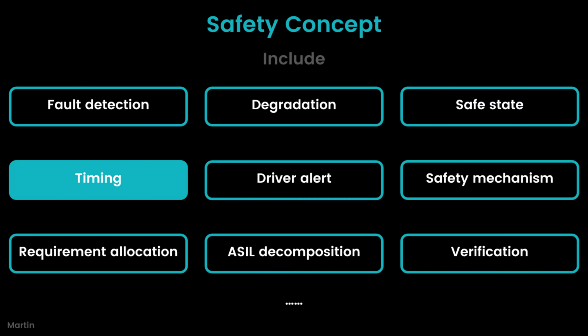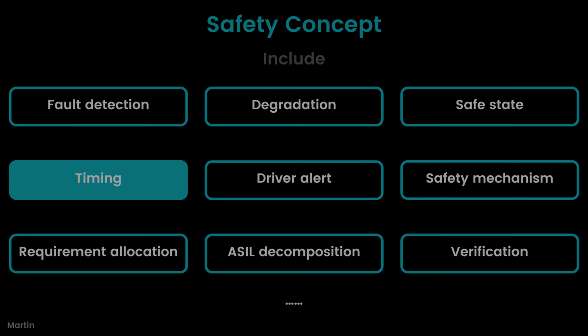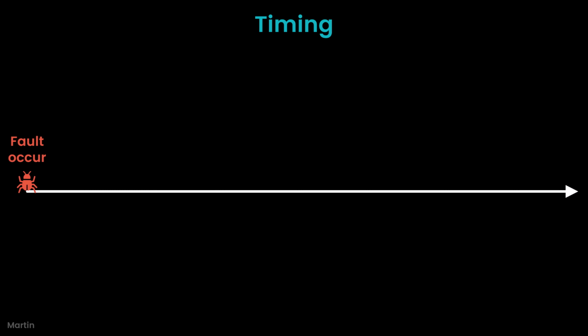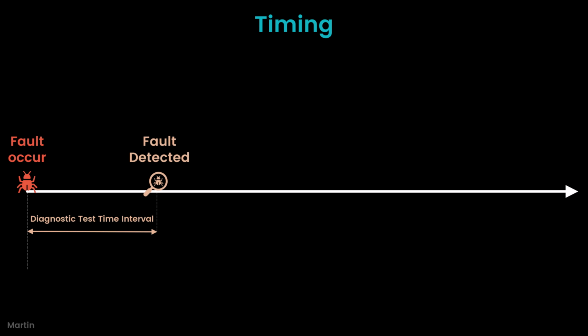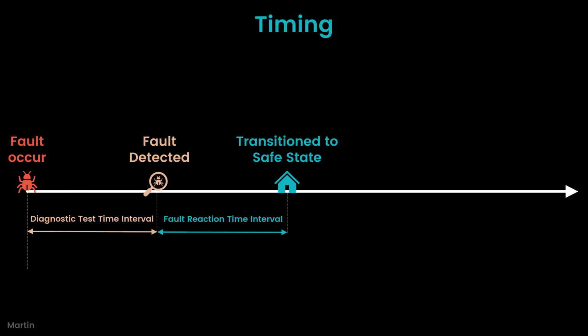All right, let's move on to timing. The timing of safety mechanisms is crucial to ensure that hazardous events are avoided when a fault occurs. When a fault occurs, it may not be detected immediately. The Diagnostic Test Time Interval, DTTI, is the maximum time allowed for the system to detect the fault through diagnostics. Once the fault is detected, the system enters the Fault Reaction Time Interval, FRTI, during which it must react and transition to a safe state before a hazardous event can occur.